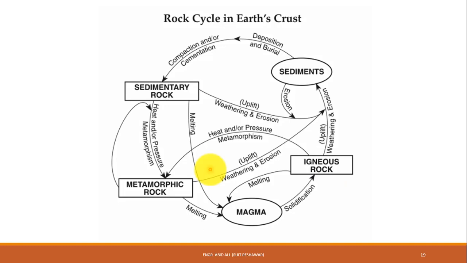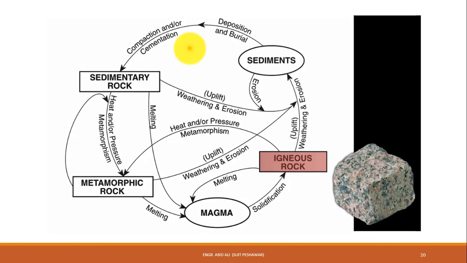Okay, let's take a quick look at the rock cycle. Here's a diagram showing the rock cycle in the earth's crust. It shows the different types of rock and how they can change over time. Let's go through a quick example here.